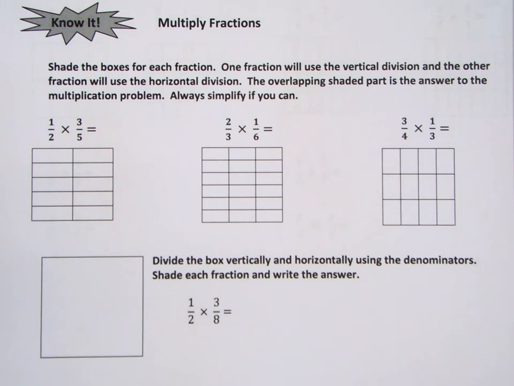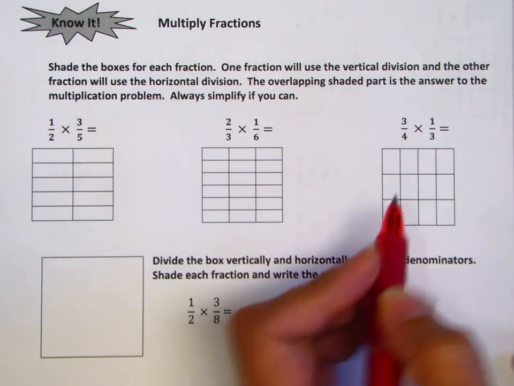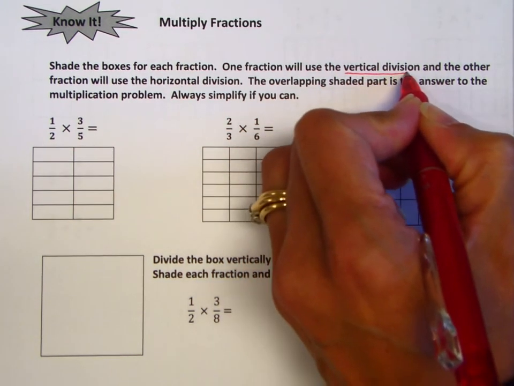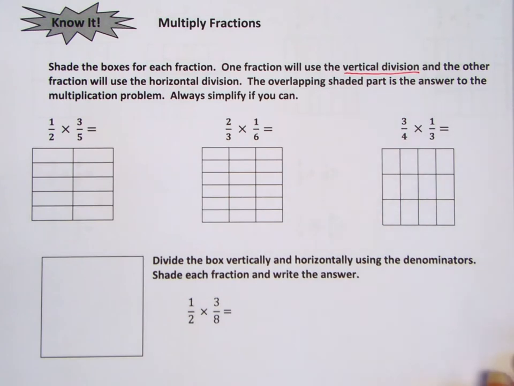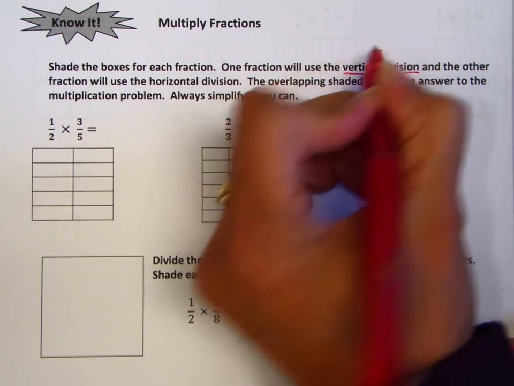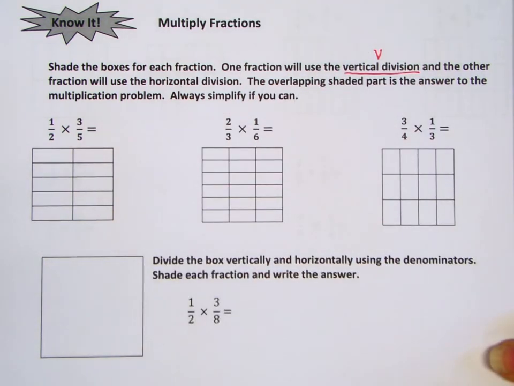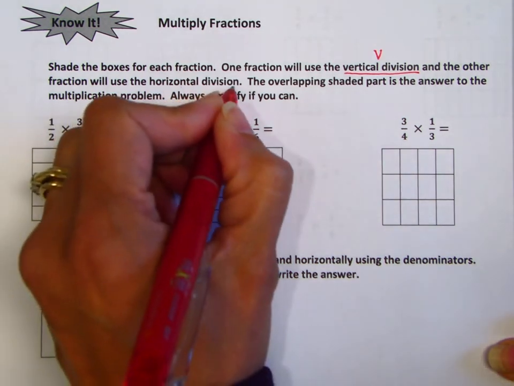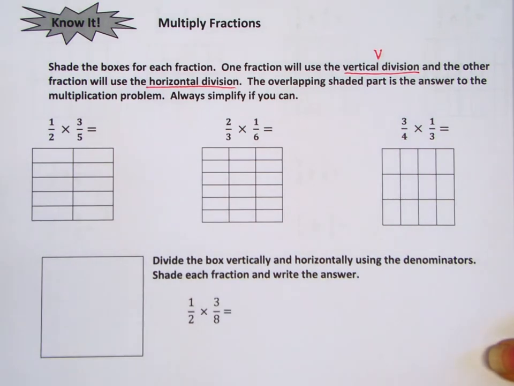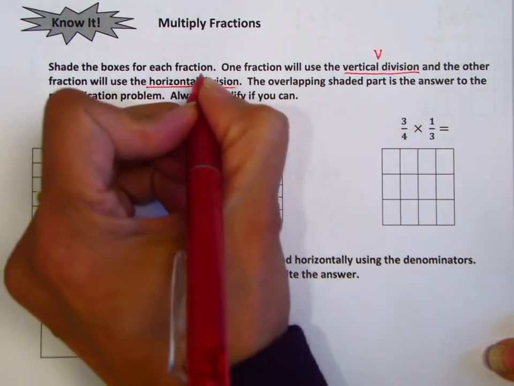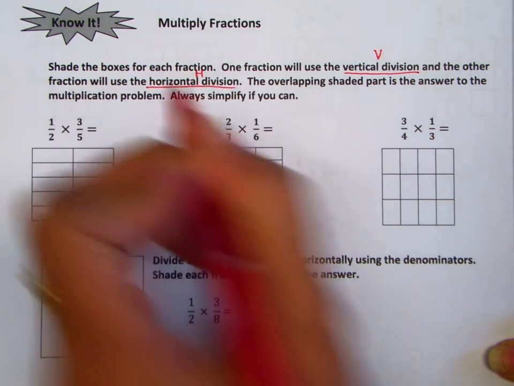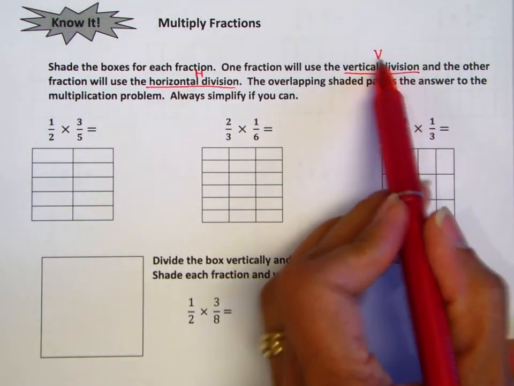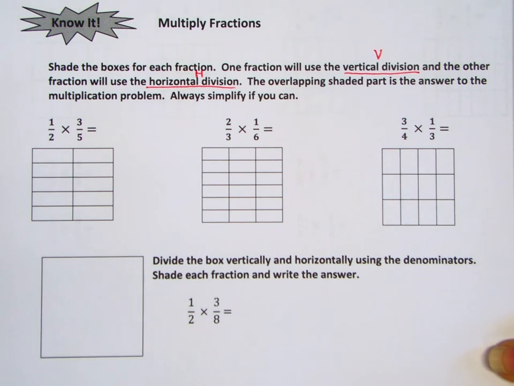We're going to shade the boxes for each fraction in our multiplication problem. One fraction will use the vertical division, and every time we divide the box vertically, we're going to label that fraction with a V. The other fraction will use the horizontal division of the boxes, and we will use the letter H. So make sure you label the V and the H for vertical and horizontal.